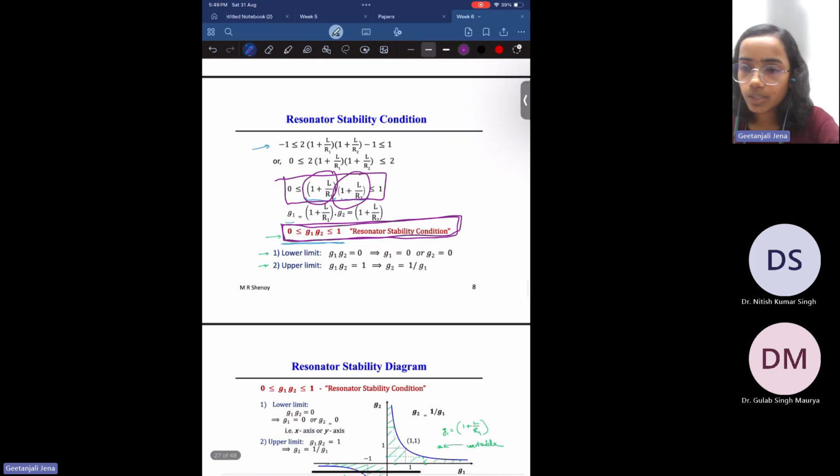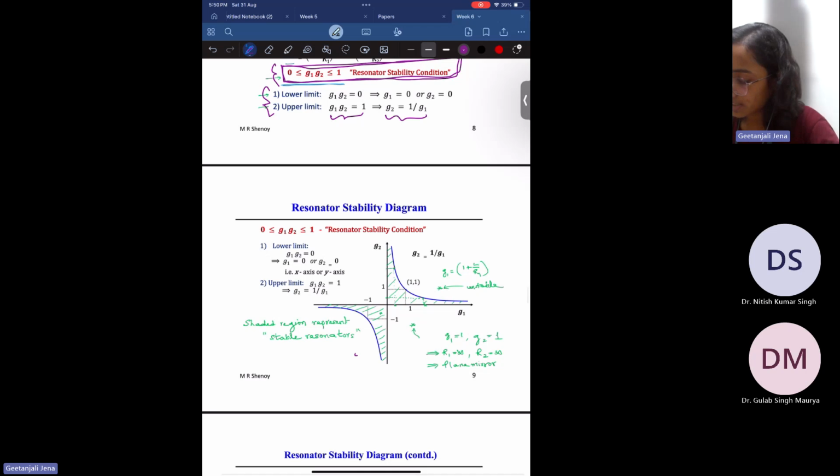This will tell whether the resonator that you are considering is a stable resonator or an unstable resonator. Now we'll see the upper limit and the lower limit of this equation. Let's see the lower limit first. The lower limit is G1 G2 equal to 0. That means either G1 is 0 or G2 is 0. And the upper limit is when G1 and G2 take their maximum value of 1, so that G2 will be 1 by G1. If you plot this relation, we get a graph. This is known as the stability diagram.